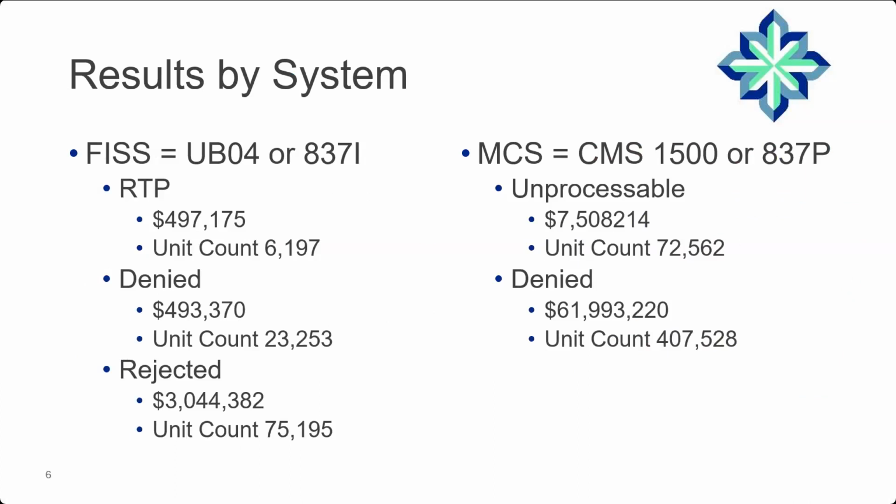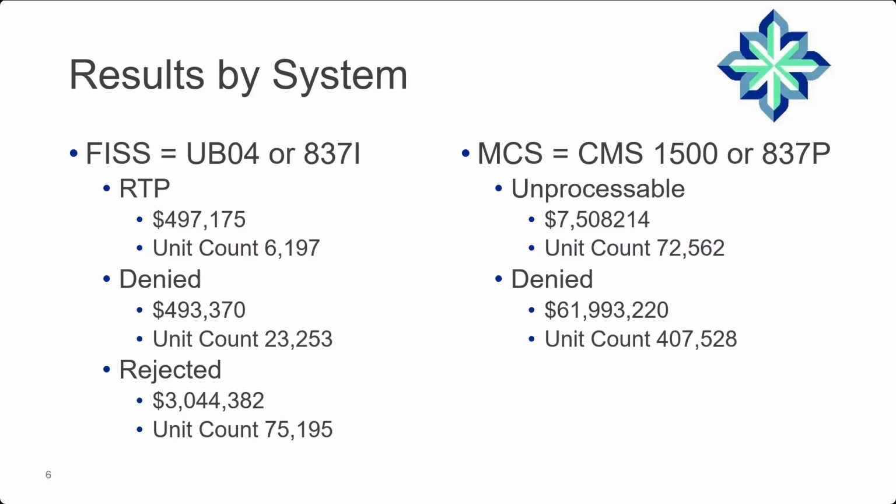Part A is a UB04 or an 837I defined by CMS. Those claims are then submitted to the FISS, Physical Intermediary Standard System. Some people will say shared system. Either one is correct. These claims will either be returned to provider, denied, which is medical necessity, or rejected, which is a technical denial. You can't do anything with it. A return to provider means there's something so wrong with it, we can't even process it.